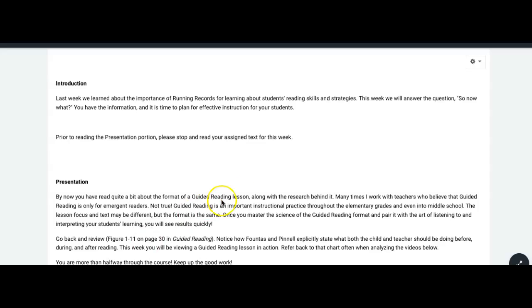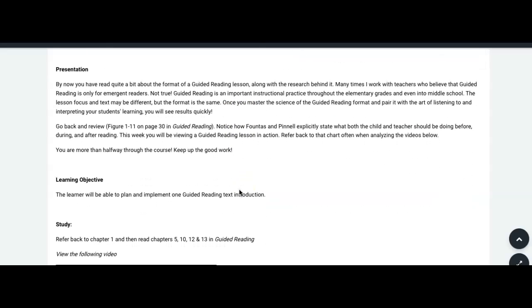Okay, at this point, you have read quite a bit about the format of a guided reading lesson, along with the research behind it. Many times I work with teachers who believe that guided reading is only for emergent readers. That's not true. Guided reading is an important instructional practice throughout the elementary grades and even into middle school. The lesson focus and the text may be different, but the format is the same.